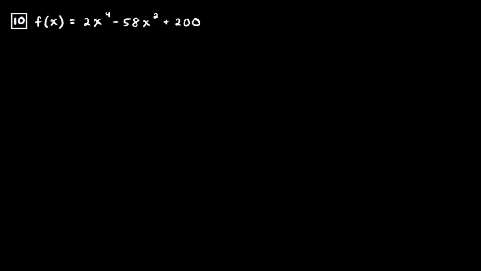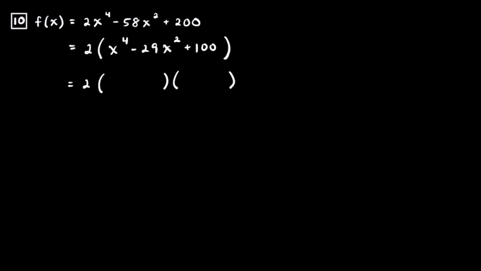Here's the 10th and final function for this video. We have f of x is equal to 2x to the 4th power minus 58x squared plus 200. For this one, I'm going to start by factoring out the GCF, which is going to be 2, and factoring that out, we'll have x to the 4th power minus 29x squared plus 100. While the degree of this polynomial is a little higher, it still follows the same pattern as the trinomials we typically work with, so let's see if we can factor this.